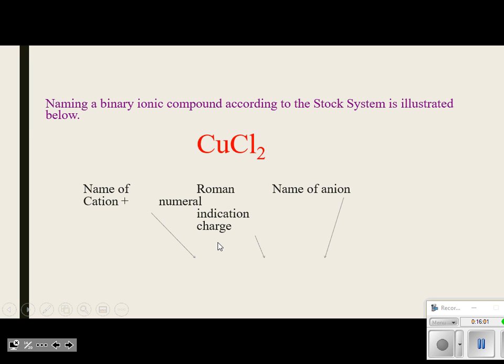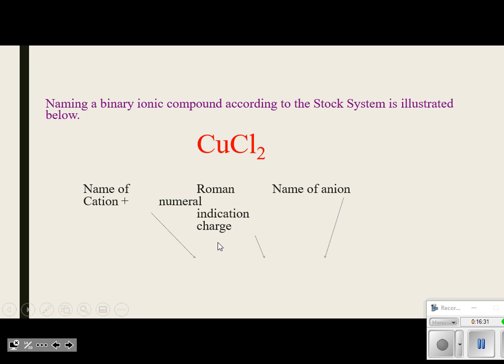+1 and +2. So now we have to decide which copper we have. Copper 1 or copper 2. Now, I let the cat out of the bag because I clicked one too far, if you would have paid attention there. All right? How do I tell which copper it is? I need to look at chlorine. Okay? Look at the chloride. We know what charge chloride is, don't we?